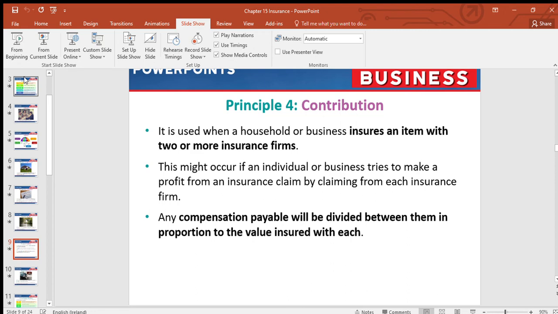And this goes back to our previous principle: you can't profit off insurance. So I'm not allowed to get car insurance with 10 different companies, then crash my car and try to claim 10 grand off all 10 companies and make a profit. So when you've insured with more than one insurance firm, if I do suffer a loss, the compensation is divided between the companies, and they pay in proportion to the value insured with each of them. So if I pay more to Liberty, they'll pay more of the damages than, let's say, Aviva or somebody else.